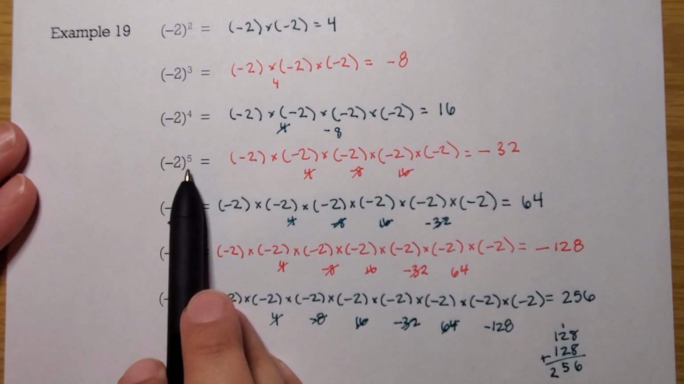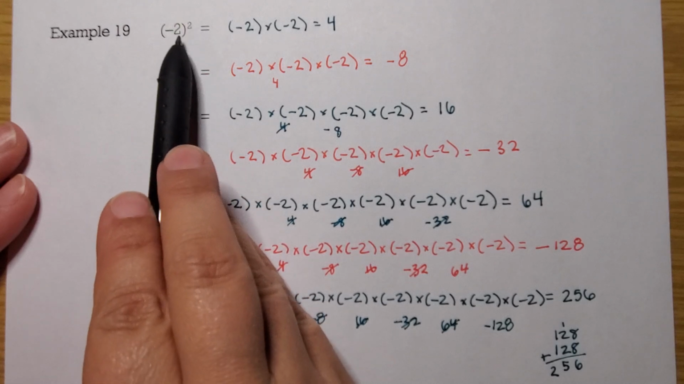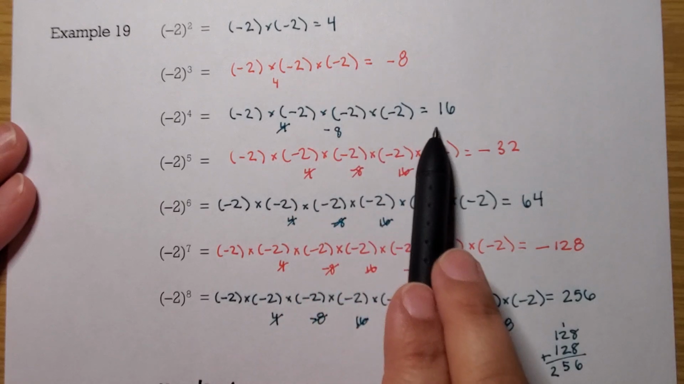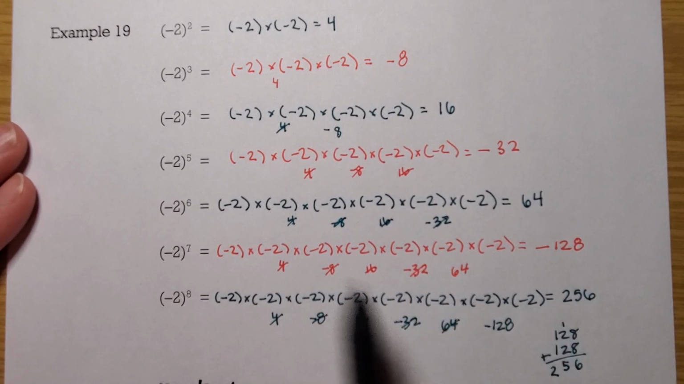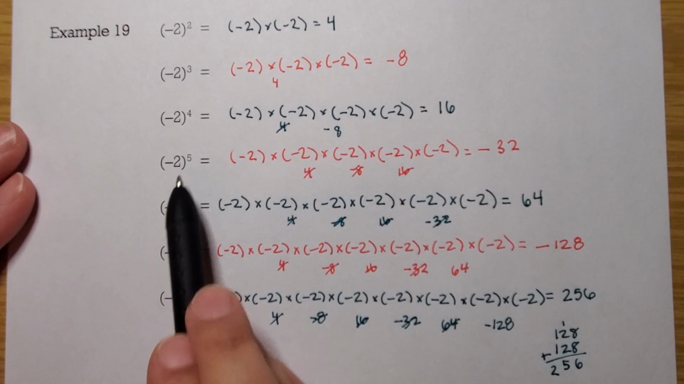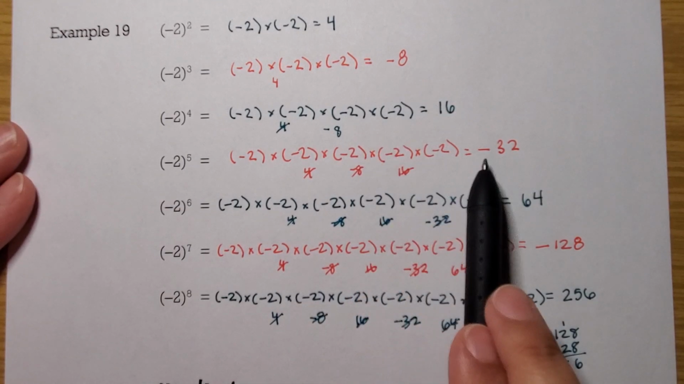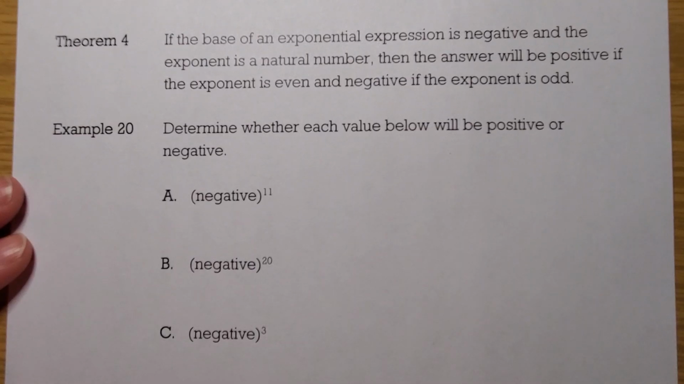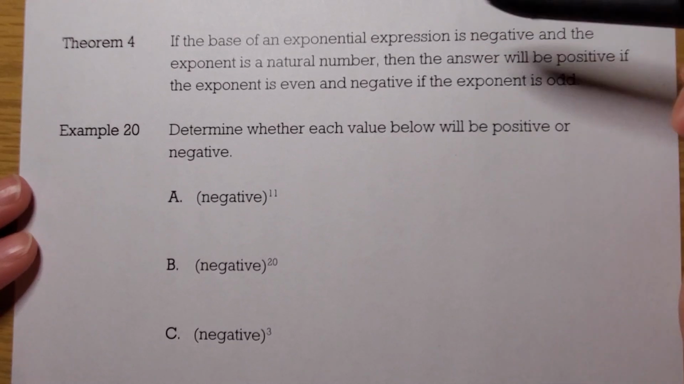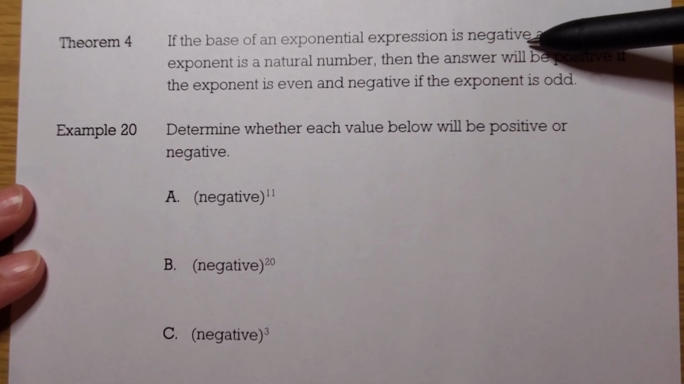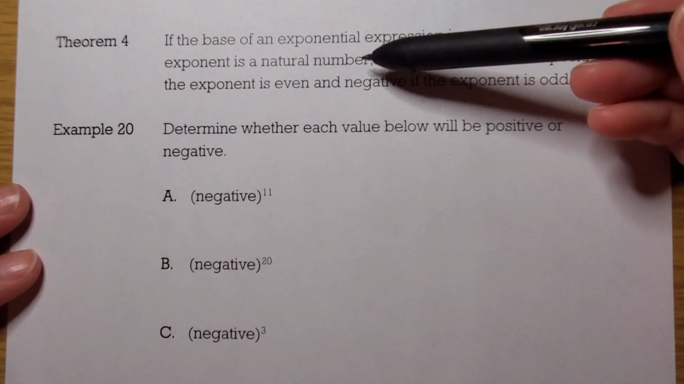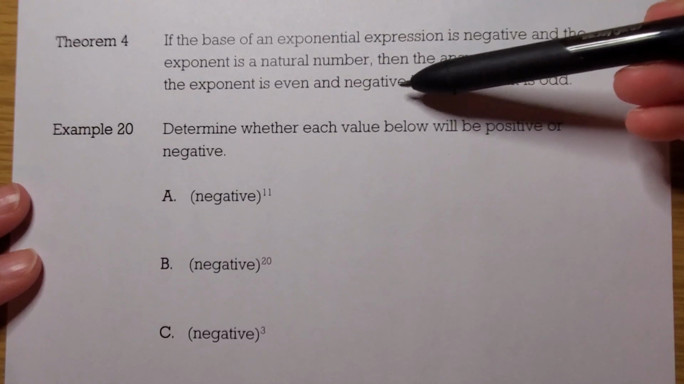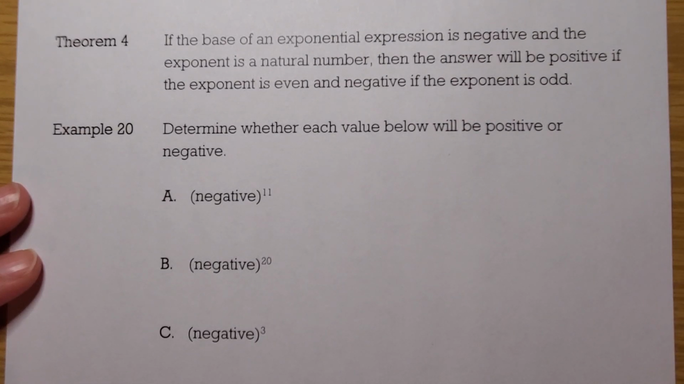So if we correlate that with our exponents, for every even exponent, 2, 4, 6, and 8, we ended up with positive answers. For every odd exponent, 3, 5, and 7, we ended up with negative answers. So this leads us to a theorem. Theorem 4 says if the base of an exponential expression is negative and the exponent is a natural number, then our answer will be positive if that exponent's even and negative if the exponent is odd.